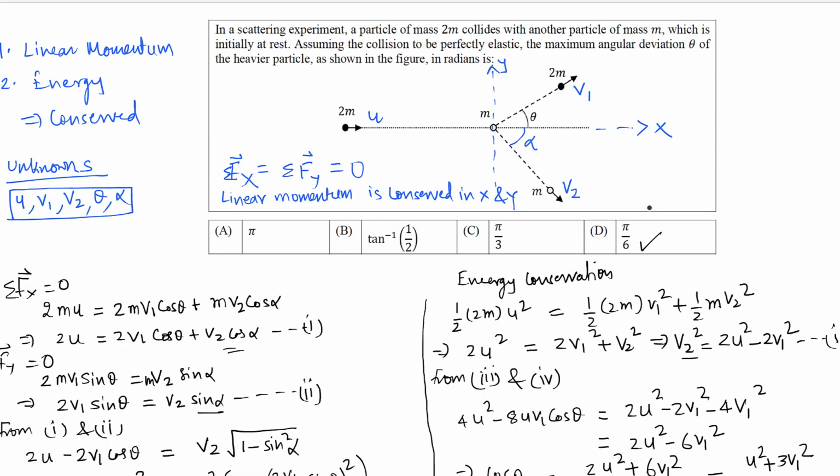I just used classical mechanics to solve this problem. There are many other ways you can also solve the problem, and there are probably shortcuts also here.